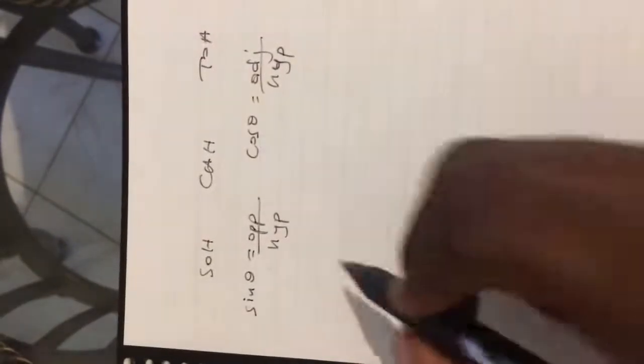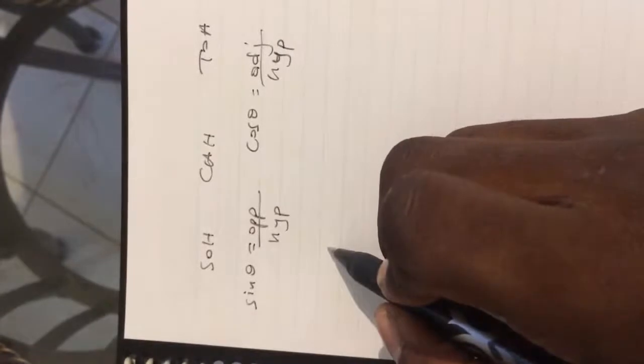Alright, so the trig ratios are good for finding missing angles and missing sides. I'm going to show you the calculator. The trig ratios are useful not only for right angle triangles, but any triangle really. But let me show you how they work.